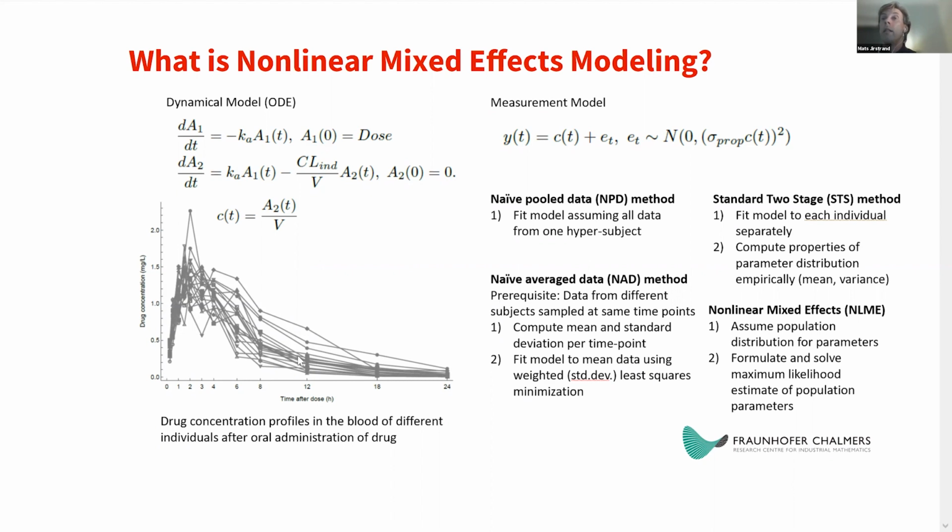But for ethical reasons and also budget reasons and others, these data sets per individual are often quite sparse, at least in many applications. And then you can somehow, so to say, borrow information by increasing the number of individuals. And that is exactly what the nonlinear mixed effects modeling framework does. It assumes a population distribution for some of the parameters that are assumed to be distributed over the subject population. And then one formulates and solves the full maximum likelihood estimate of this parameter population problem.